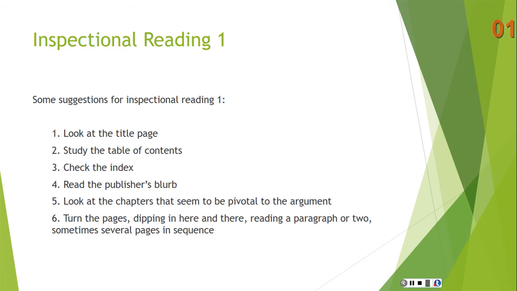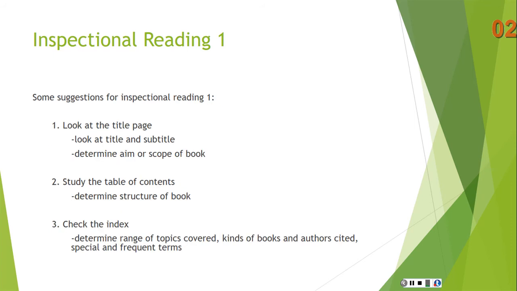You check the index, read the publisher's blurb, and look at the chapters that seem to be pivotal to the argument. And how do you know that? Well, through the table of contents, the titles of the chapters, the way the book is structured. Number 6, you can turn the pages, dipping in here and there, reading a paragraph or two, sometimes several pages in sequence, to try to figure out the main point of the book. So at suggestion number 6, you actually are starting to read portions of the book. Okay, so let's go a little deeper into each of those.